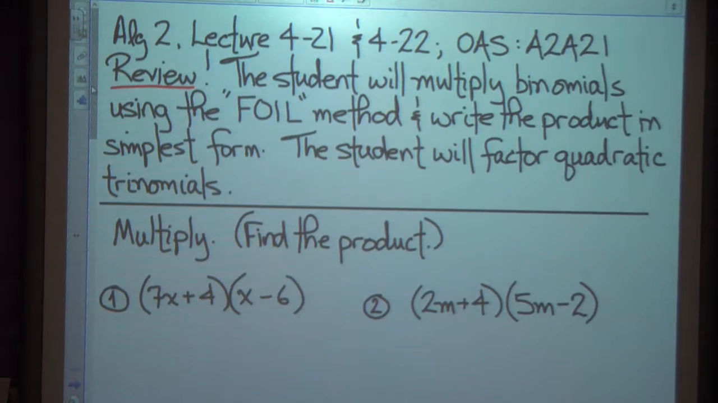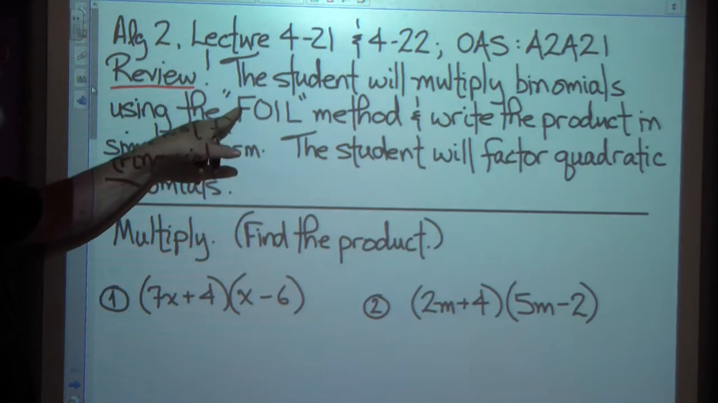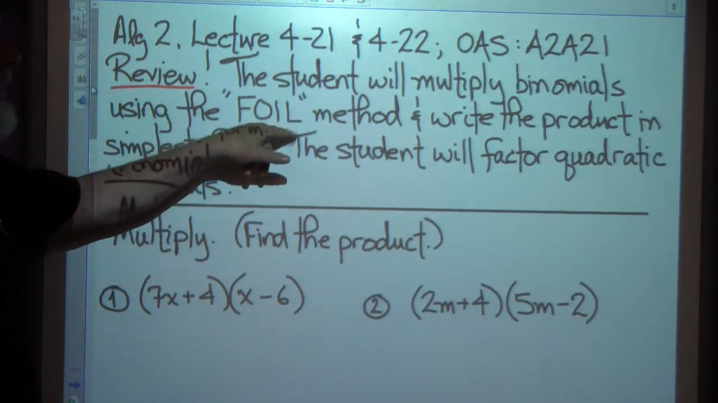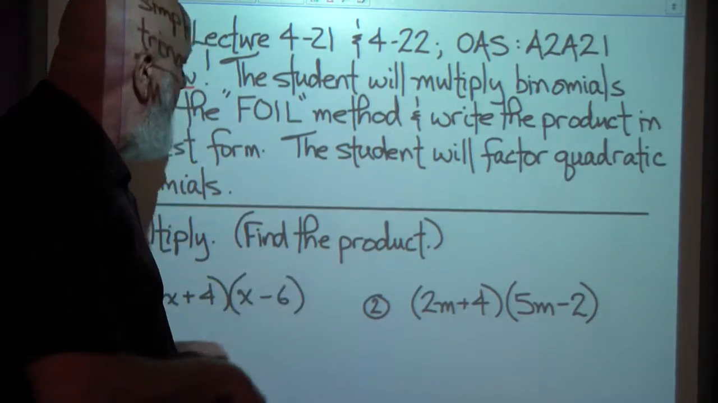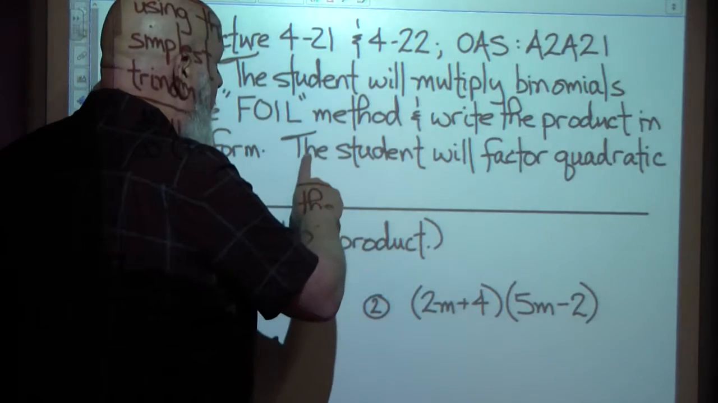All right, Algebra 2, Lecture 421, 422, OAS A2A21. This is another review. Today we're going to be multiplying binomials using the FOIL method, first, outside, inside, last. And we're going to write the products in simplest form. That means we'll combine like terms, if there are any, and usually there are.